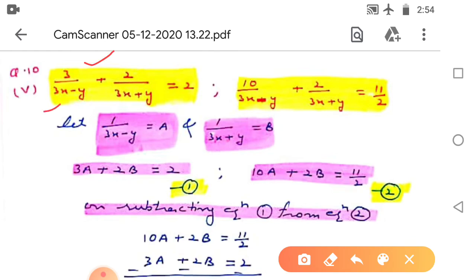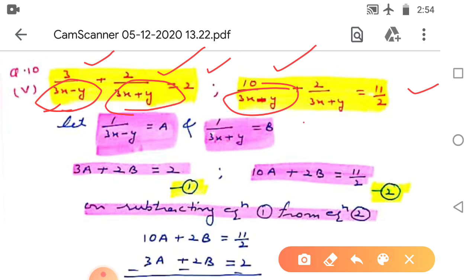3 upon 3x minus y plus 2 upon 3x plus y is equal to 2, and the second equation is 10 upon 3x minus y plus 2 upon 3x plus y is equal to 11 by 2. Look here, this is 3x minus y, here 3x minus y, here 3x plus y, here 3x plus y, right?